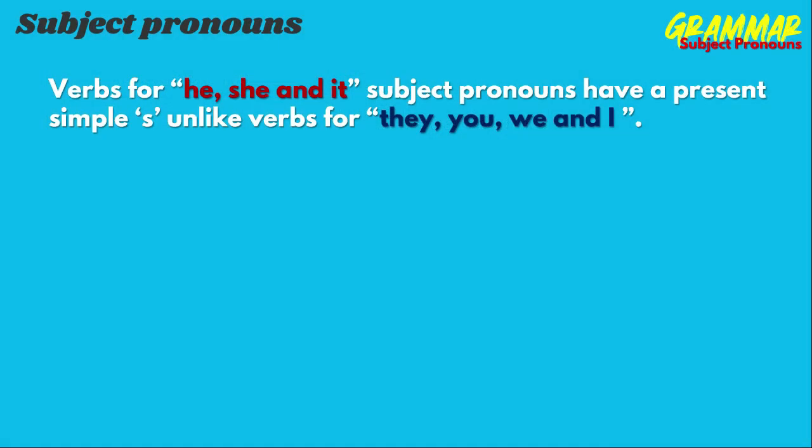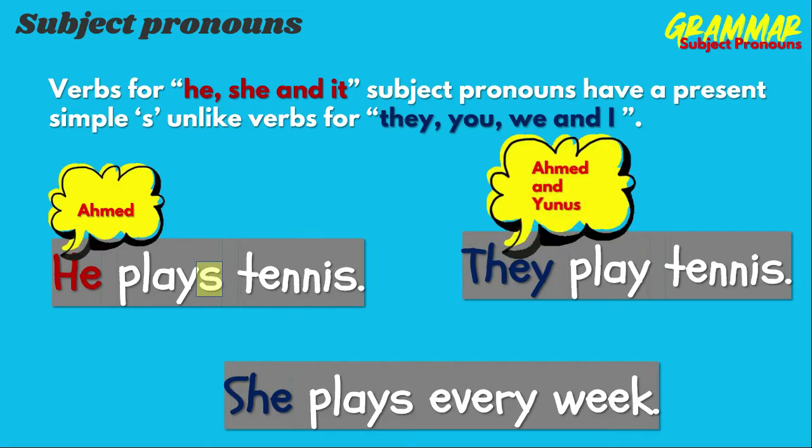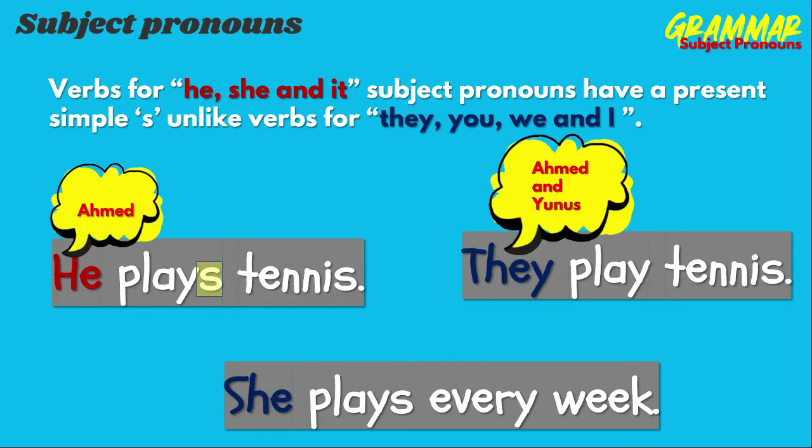Verbs for the subject pronouns he, she, and it have S, and this is a present simple S. But as for they, you, we, and I, they do not have S. He plays tennis. And of course, he can be an Ahmed. And it has S. He plays tennis. They play tennis. This can be Ahmed and Yunus, or Zainab and Arwa.